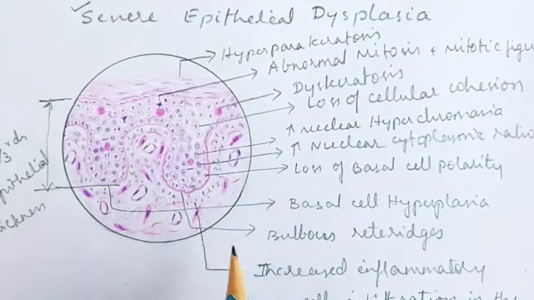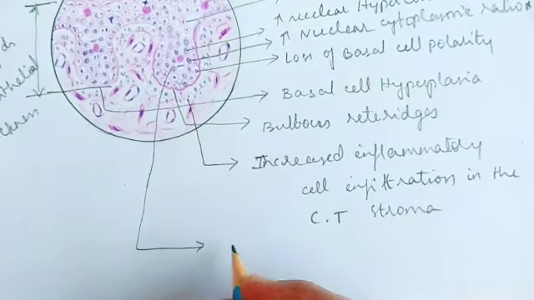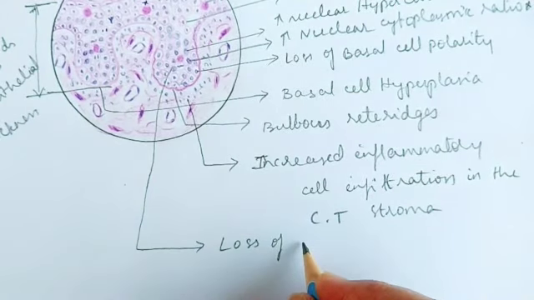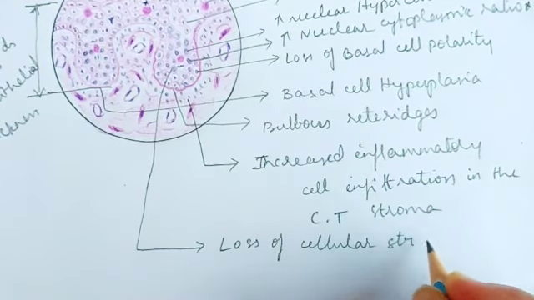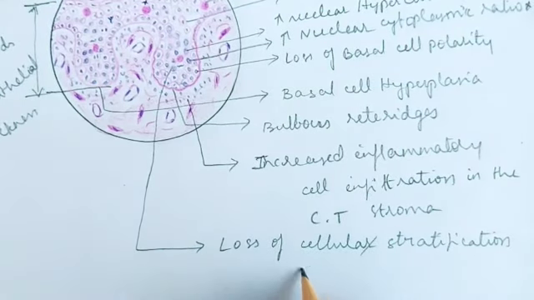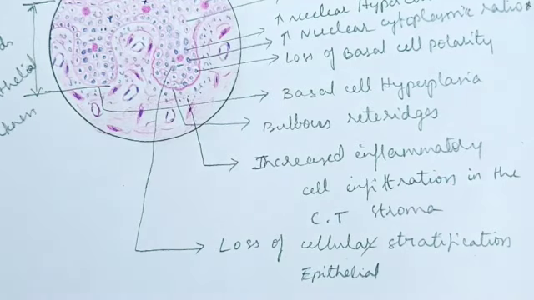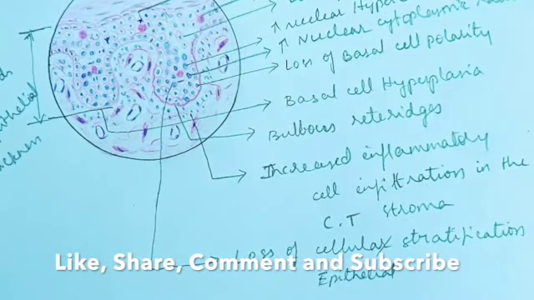Here you can notice that the epithelium has lost its stratification, the basal to spinous to the surface layer. So this is a very important feature, loss of epithelial stratification, cellular or epithelial stratification. So now it completes severe epithelial dysplasia drawing.